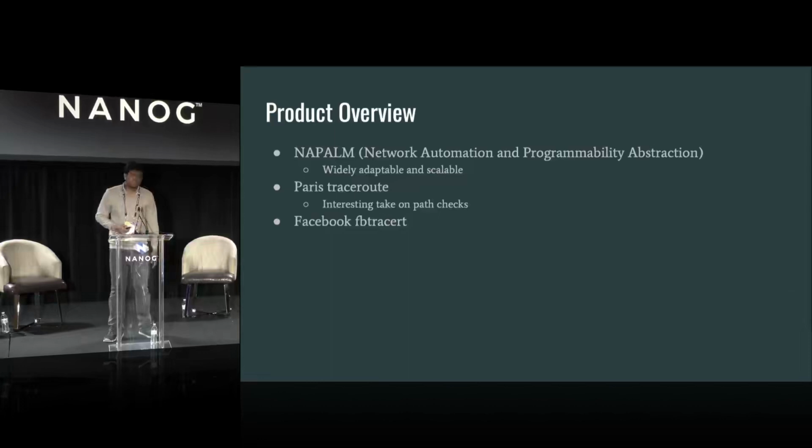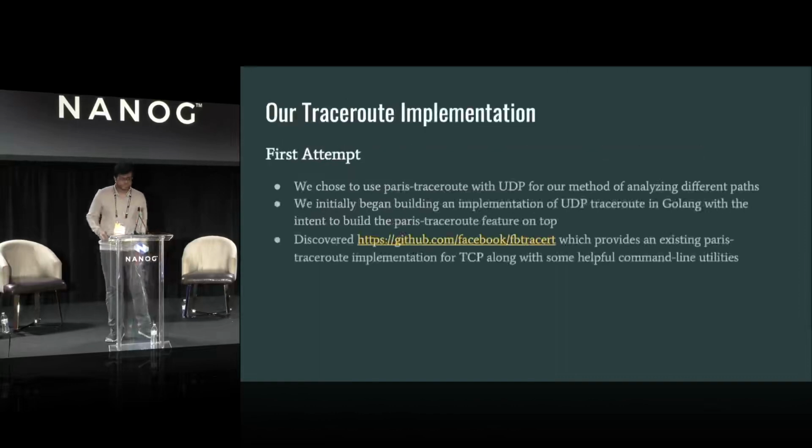And midway through the hack, we also came across the Facebook FB Tracer tool. We tried to work through it and identify what we could do better by using both of these together. So our first attempt, like I told, was to understand Paris traceroute, which is written in C++. What we wanted to do is write it in Golang, and we began to implement it using UDP.